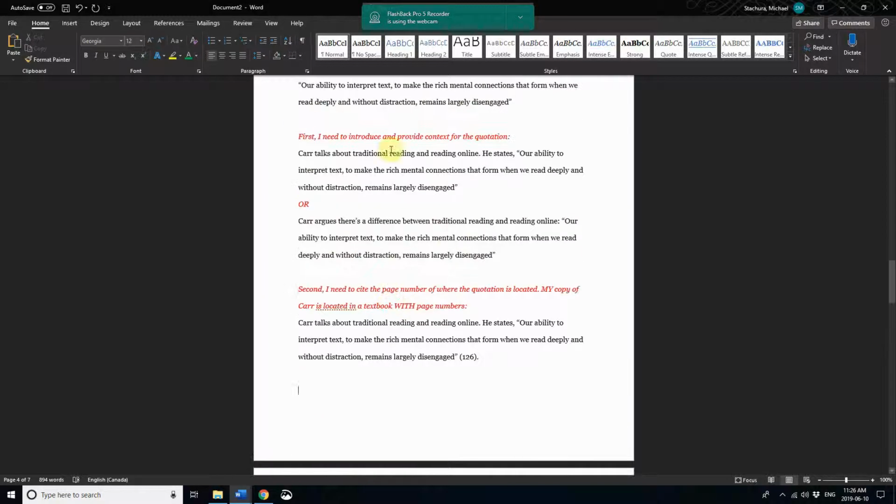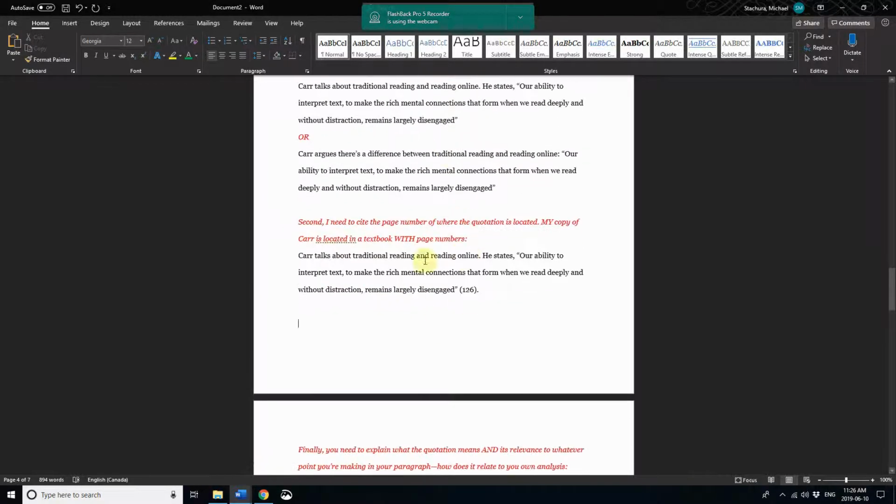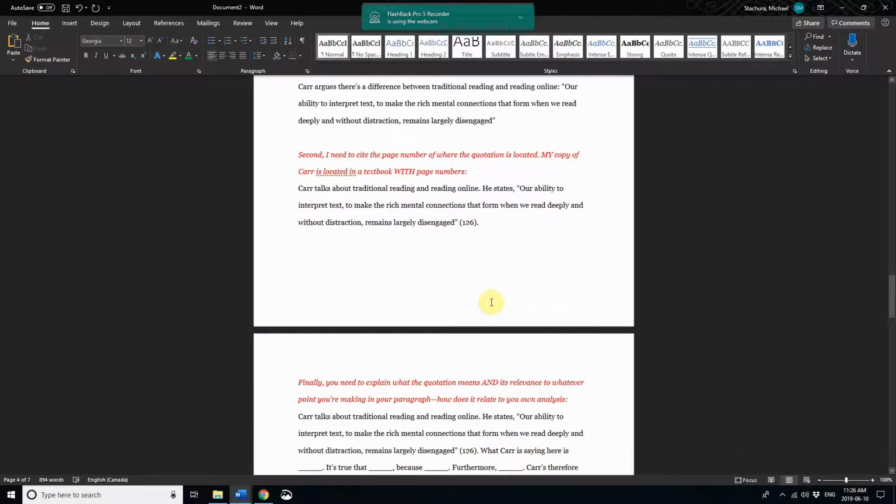Okay, so you introduce the quotation, you cite the quotation by giving the page number or the last name of the author if there isn't any page number, and you provide quotation marks, parentheses, and a period after the quotation.